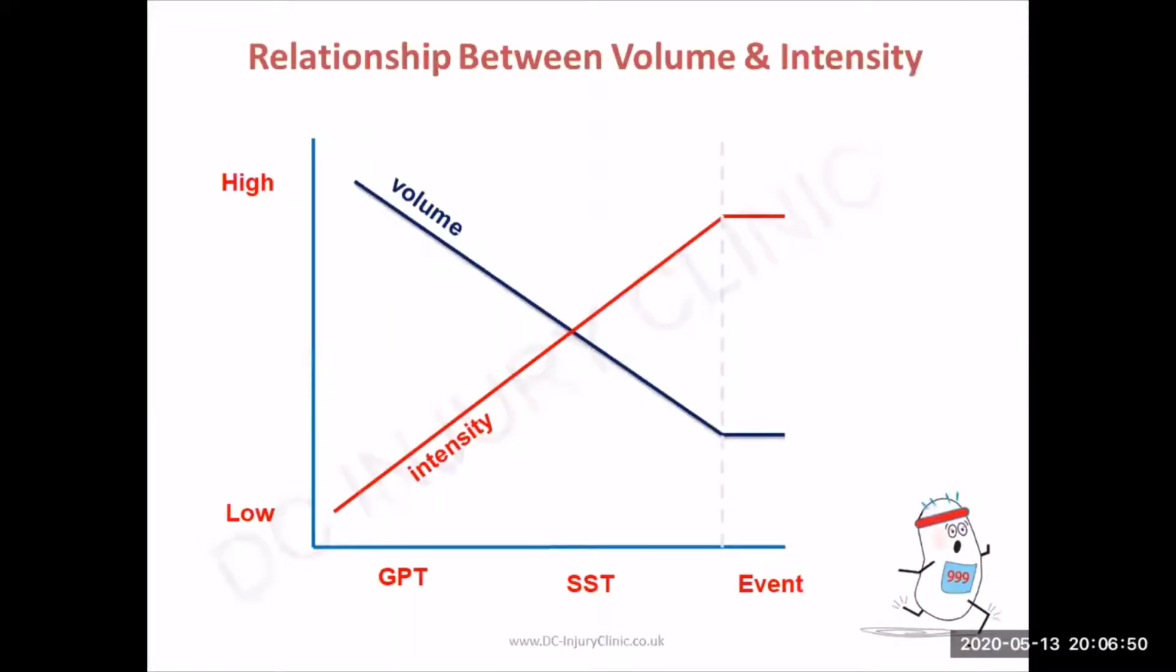So there is a relationship between volume and intensity, where again, early on in our training program, GPT here is general physical training. So this is where we're building our engine, a nice big endurance engine as runners. And then as we get closer to event day or race day, we want to do more sport specific training. So the intensity tends to increase. And the volume doesn't necessarily drop at such an acute angle, but we definitely want to be doing our general physical training first, building that engine, and then going into our sport specific training.